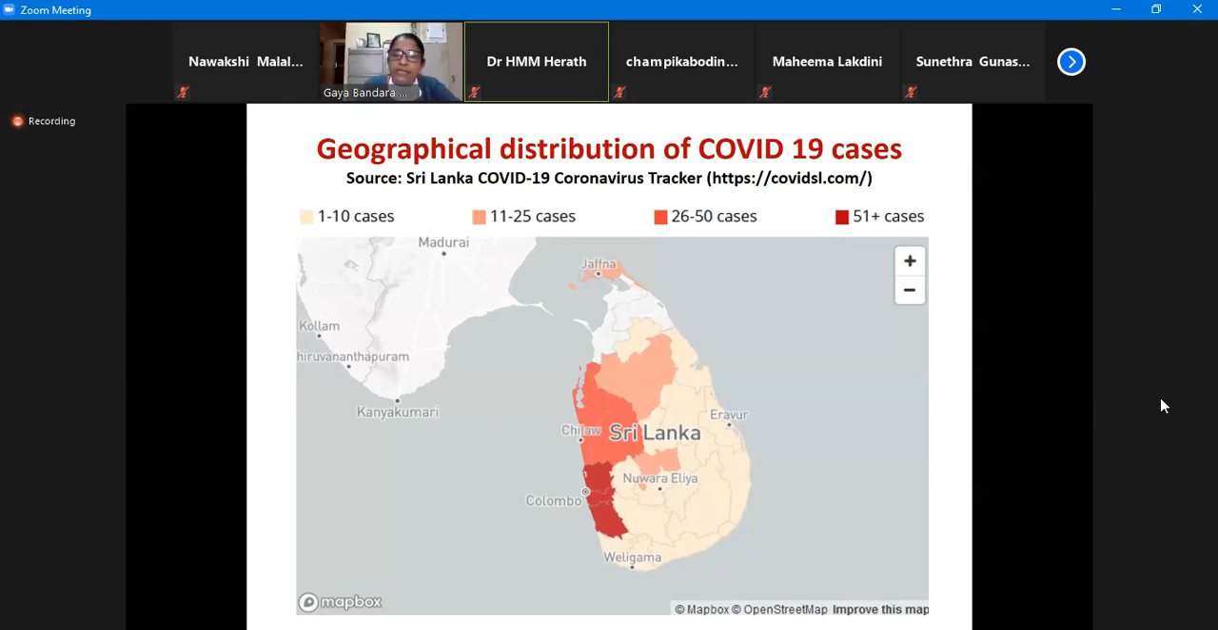And this is the geographical distribution of COVID-19 cases in Sri Lanka, again adopted from the COVID-19 tracker for Sri Lanka. The districts marked in dark red or maroon are the ones which report over 50 cases. And you can see that in most parts of the country we have between 1 to 10 cases, which I will show you in a little while in a more descriptive table.